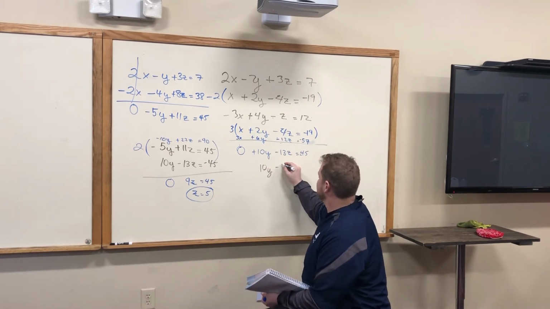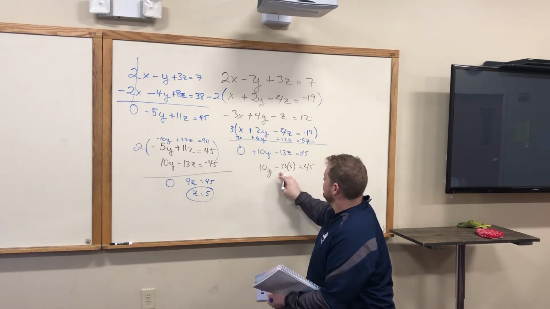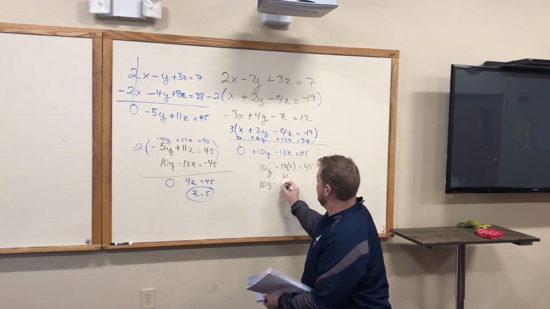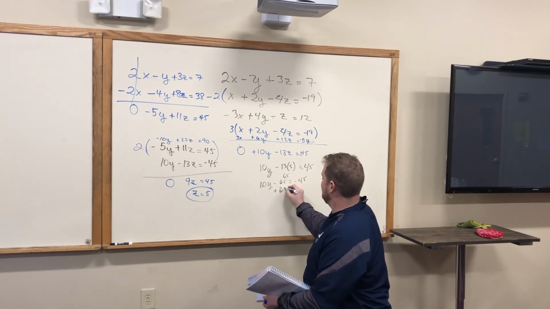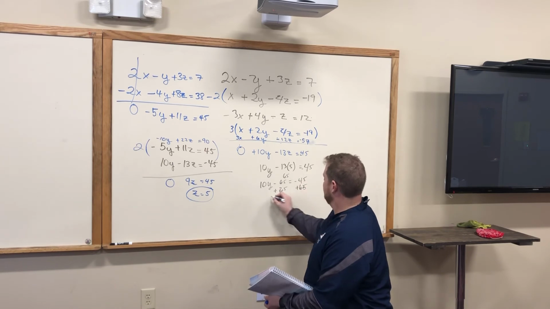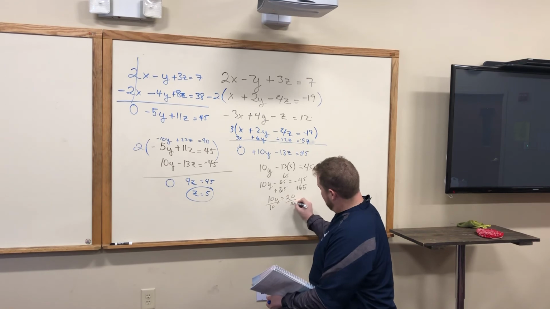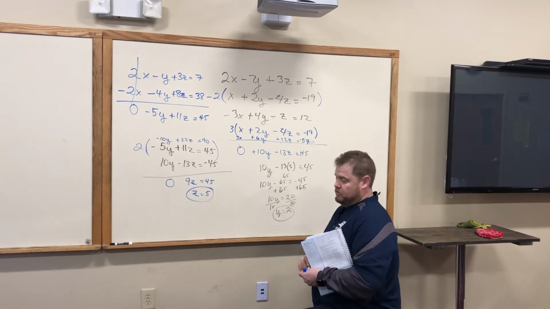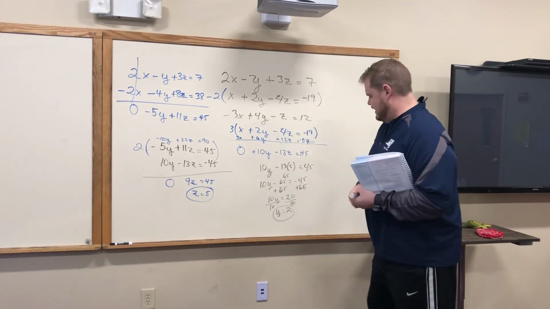10y minus 13 times 5 equals negative 45. 13 times 5 is going to be 65. So 10y minus 65 equals negative 45. Add 65. 10y equals 20. Divide by 10, y equals 2. So now, you have your z, you have your y. We just got to plug it back in.